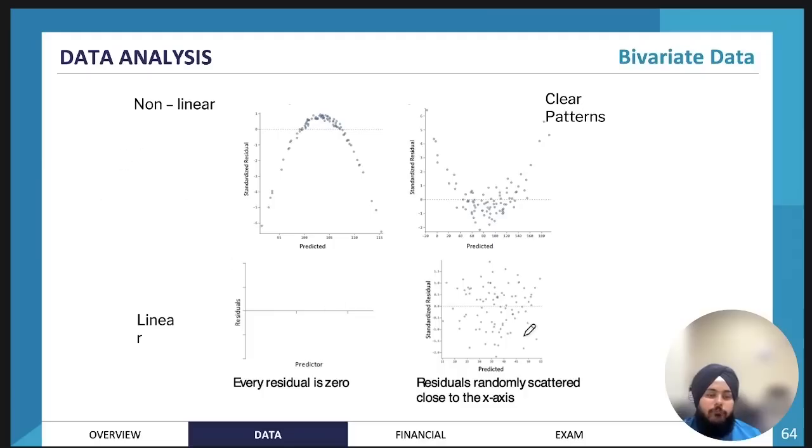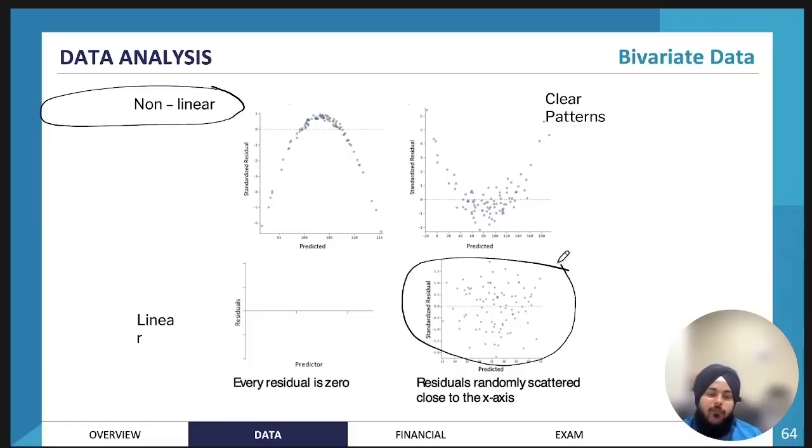The residual plot will look something along these lines. If there is a clear pattern in how the residual values are placed, we can say that the distribution is nonlinear. So this is how we determine if something is nonlinear or linear: by determining whether the residual plot has a clear pattern or just a random scatter. Random scatter means that the residuals are close to the x-axis and that there is no inherent pattern.